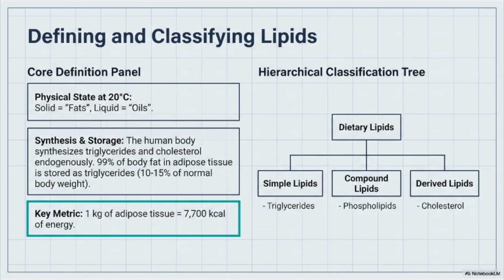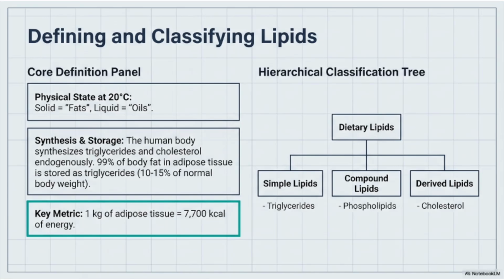Physically, at 20 degrees Celsius, if a lipid is solid, we call it a fat, and if it is liquid, we call it an oil. In terms of synthesis and storage, the human body synthesizes triglycerides and cholesterol endogenously, and 99% of body fat in adipose tissue is stored as triglycerides, making up 10 to 15% of normal body weight. A key metric to remember is that 1 kilogram of adipose tissue holds 7,700 kilocalories of energy.